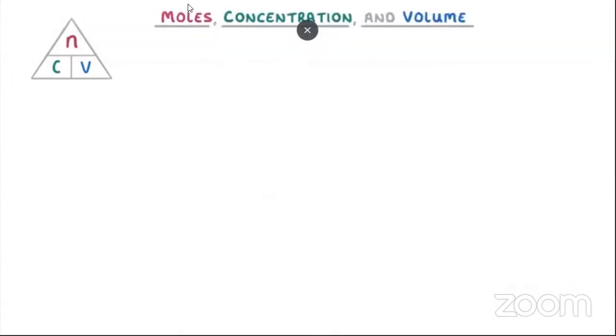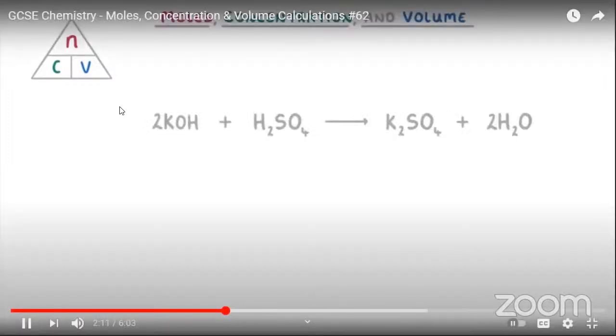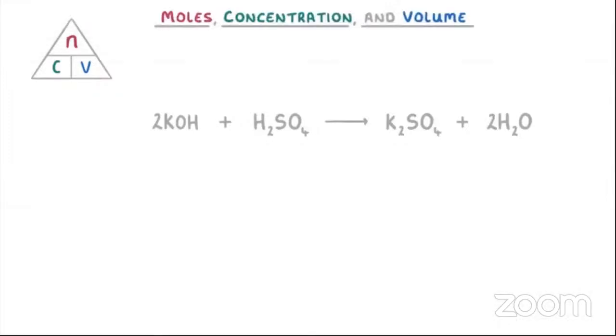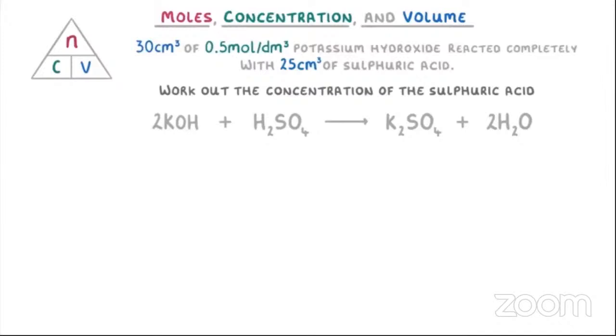Now, a more complicated scenario is when we're given an equation like this one here, and we're asked to find an unknown concentration or volume. For example, if we knew that 30 centimeters cubed of 0.5 mole per decimeter cubed potassium hydroxide reacted completely with 25 centimeters cubed of sulfuric acid, we should be able to work out the concentration of the sulfuric acid.